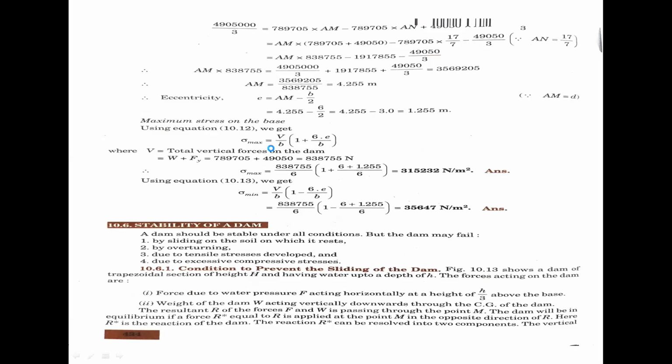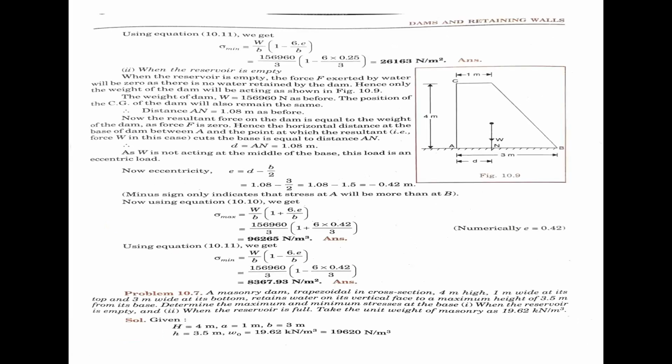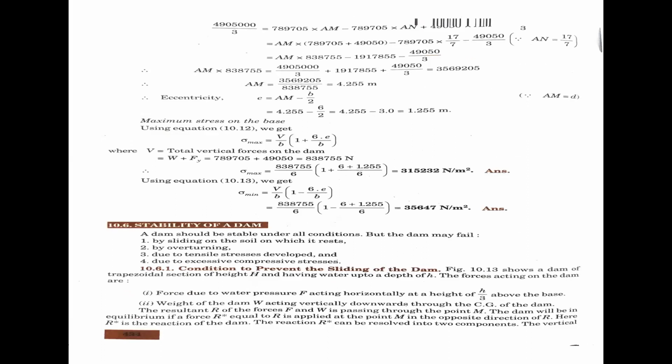Now write the data for this problem: 19.62 newton per meter cube, weight density. Now this is the mistake in the problem.